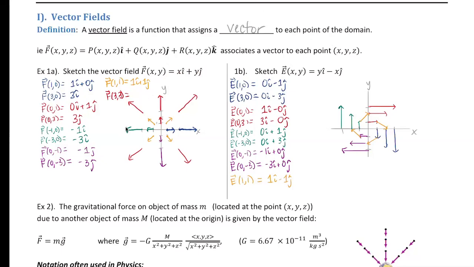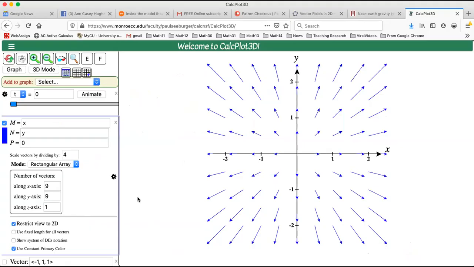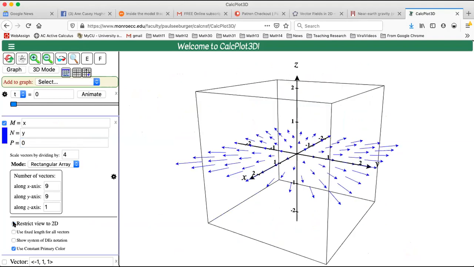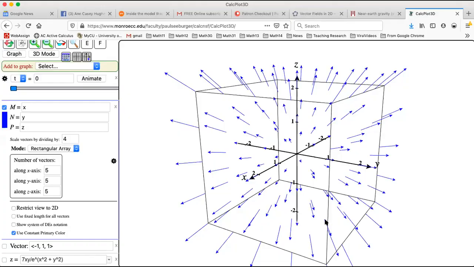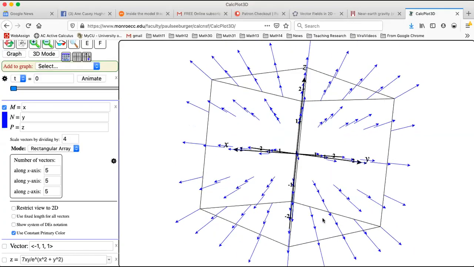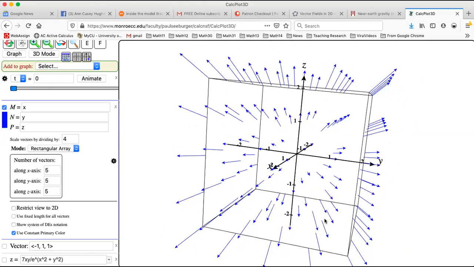So here's this vector field here, and then I could say the three-dimensional version would be to let the k component, so first let's go here. Here it is in 2D. Suppose we let the k component be equal to z. And then we can sketch this, and I'm going to get this three-dimensional vector field where everything's pointing radially outward.